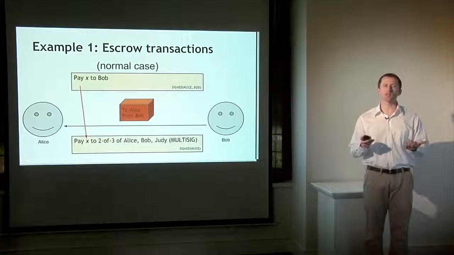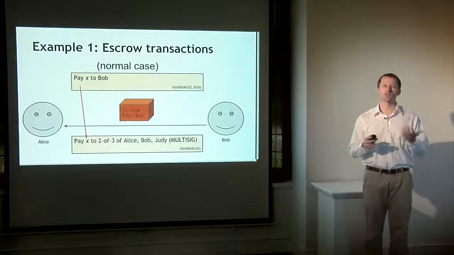So in the normal case, this isn't that much less efficient than Alice just sending Bob the money. It requires just one extra transaction on the blockchain.